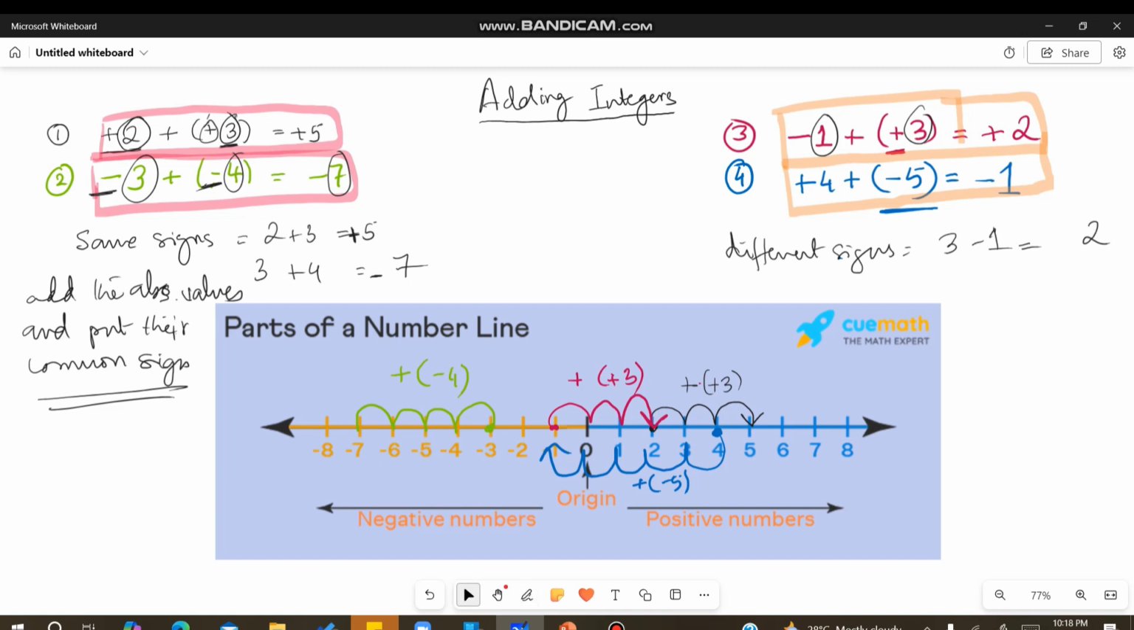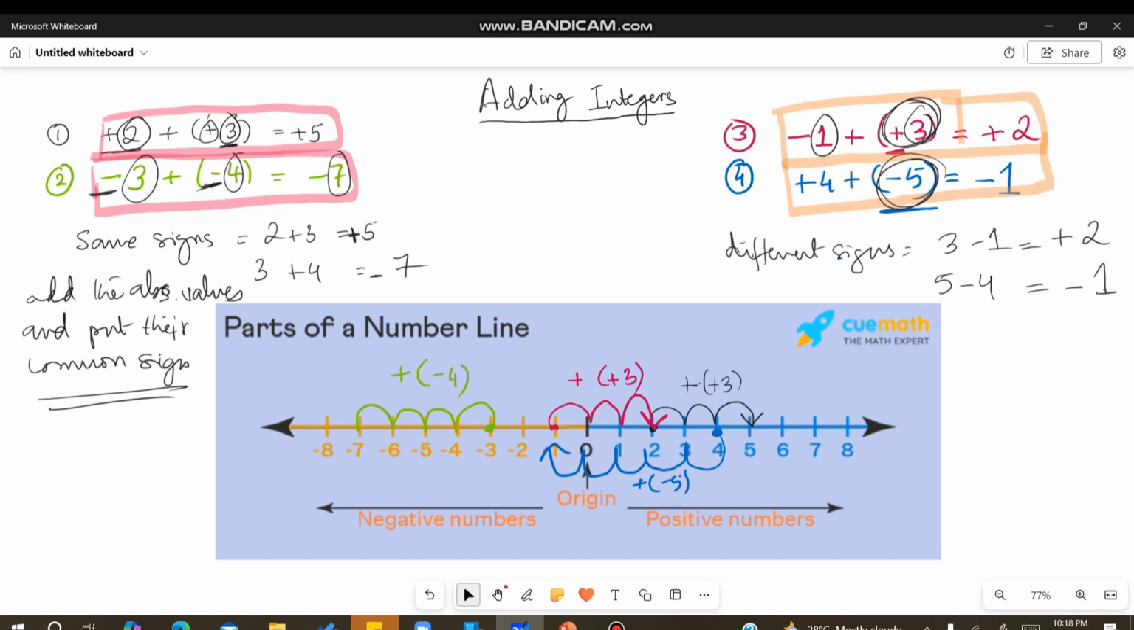And what sign did I put with my answer? I put the sign of the larger integer. So it became +2. My second example, I had +4 minus 5. So what did I do? I subtracted the 2. So I did 5 minus 4. And I got a 1. And which sign did I keep? I kept the sign of the larger integer, which is a minus sign. That's how I got my answers.